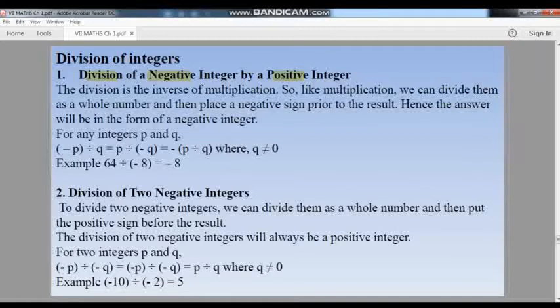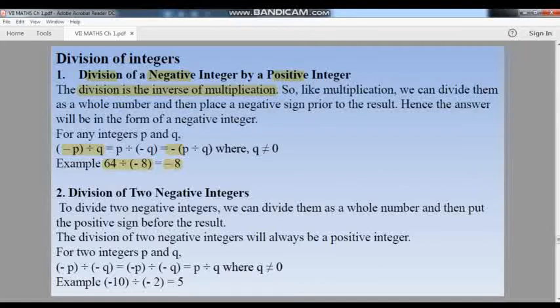Now first of all, we all know that division is the inverse of multiplication. So when a negative integer is asked to be divided by a positive integer, at that moment first you have to divide the two given numbers and then put the minus sign on the answer. For example, if it is asked to divide 64 divided by minus 8, then 64 divided by 8 is, we all know, 8, and we have to put the negative sign there.